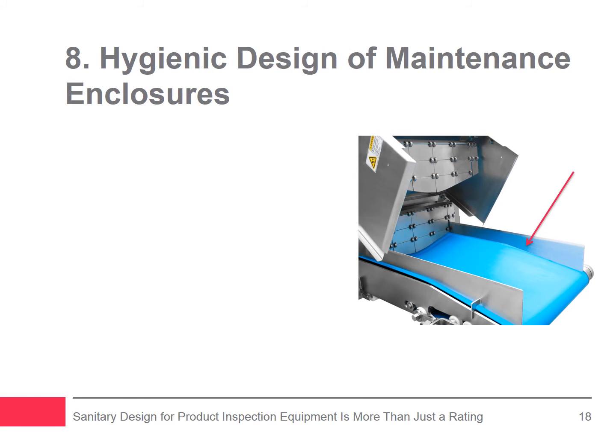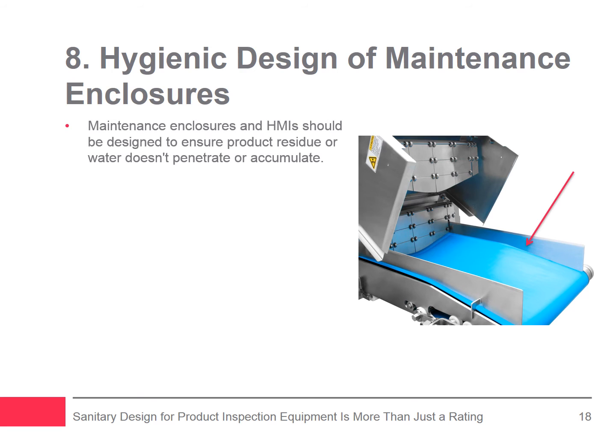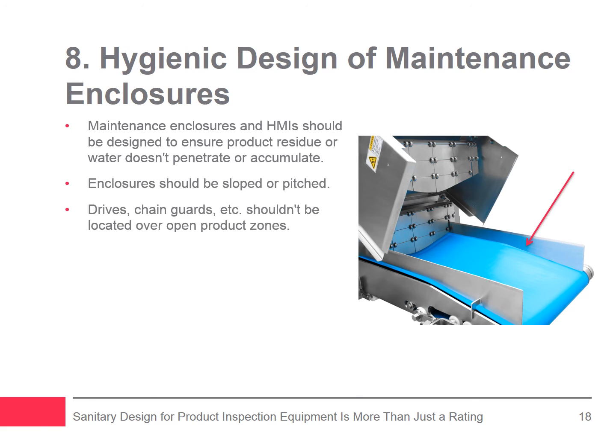Principle 8. Hygienic design of maintenance enclosures. Product inspection equipment maintenance enclosures and human machine interfaces, HMIs, such as push buttons, valve handles, switches, and touchscreens, should be designed to ensure product residue or water doesn't penetrate or accumulate in or on the enclosure and interface. In addition, the physical design of the enclosures should be sloped or pitched to avoid use as a storage area or residue accumulation point. A special control function to temporarily disable the touchscreen during cleaning is advantageous as it prevents misoperation. Drives, chain guards, electrical control boxes, and sealed bearings should not be located over open product zones.